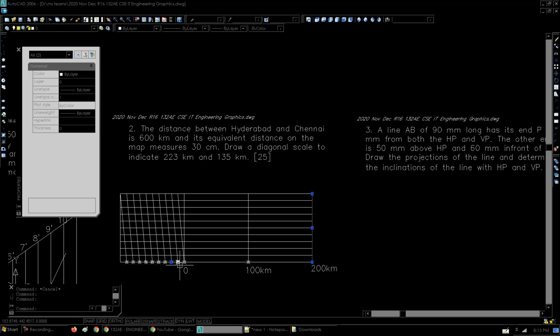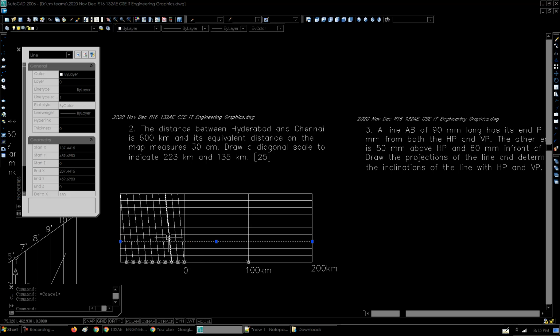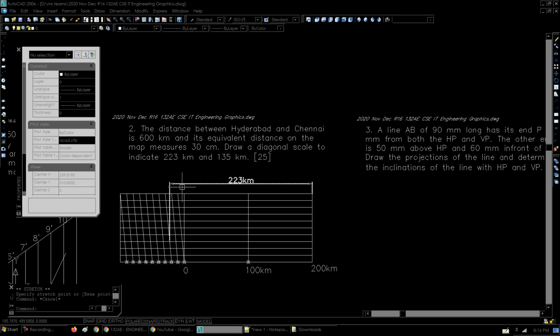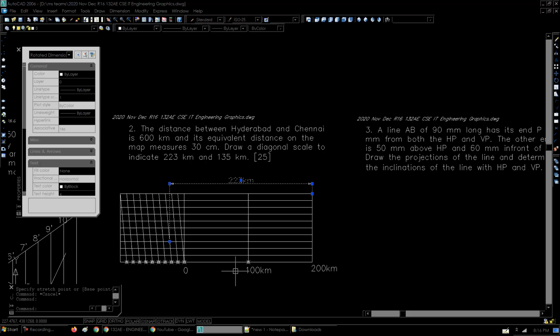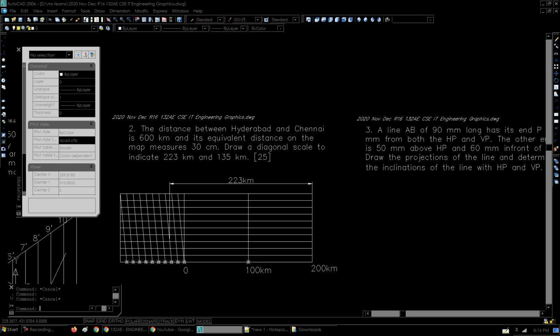Now 3 kilometers we have to take. For getting 3 kilometers we have to climb up on this diagonal scale by 3 divisions. So 1, 2 and 3. The intersection between this third line and this diagonal over here, that intersection to this line, that's what gives us exactly 223 kilometers on this diagonal scale. So there it is. You can see I have marked the distance and it is measuring 223 kilometers.